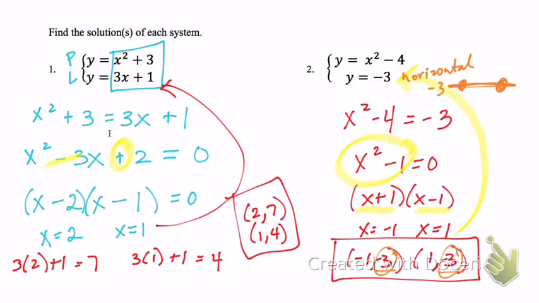But even if you were to plug it into the top one, let's say you got confused by the bottom one, you should get -3 for your y values as well. So it looks something like this. Beautiful picture.